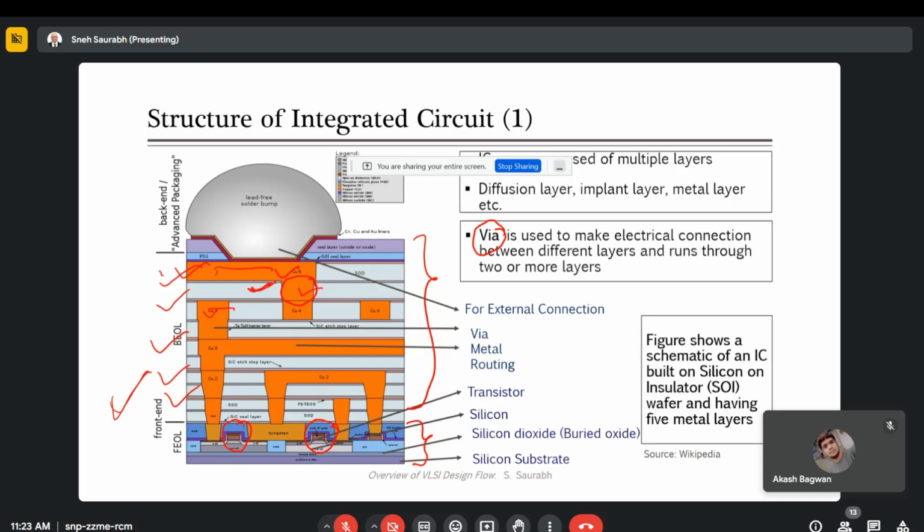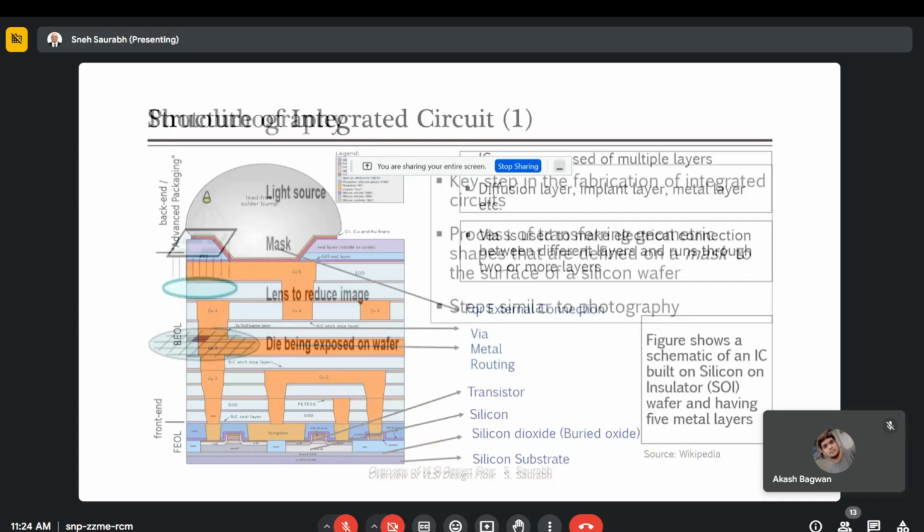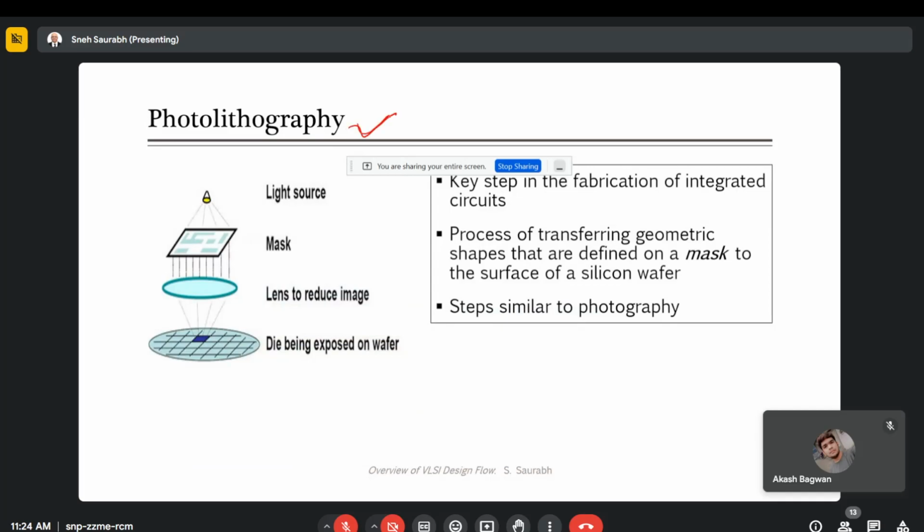But in layout, we describe various patterns, and those patterns are basically fabricated in an integrated circuit. So our goal during designing is to find a layout. Layout we finally fabricate in an integrated circuit. And what steps do we use to fabricate? How do we fabricate these various layers? We fabricate these various layers using a process which is known as photolithography, right?